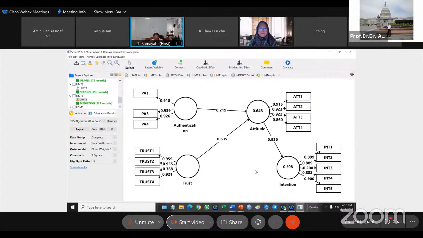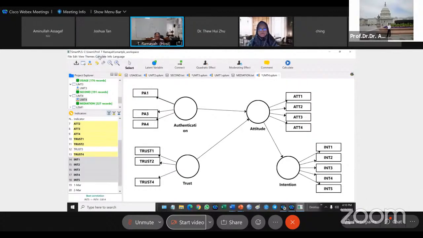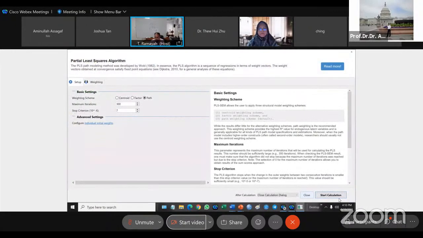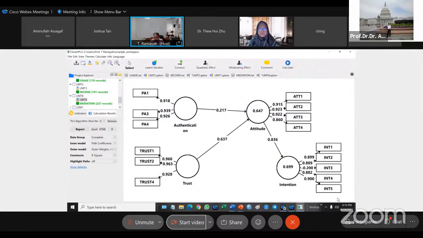And in the second variable class, we have one item here, 0.368. So I will also delete this. Rerun the analysis. For attitude, they are all okay. But for intention, we have intention 3, which is 0.200. So this also we will delete. Item number 3, intention 3.